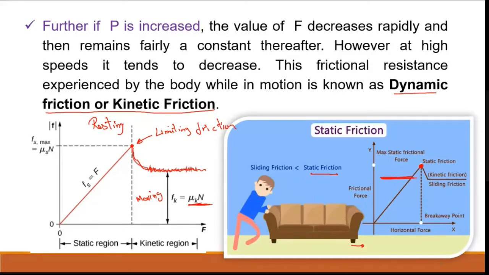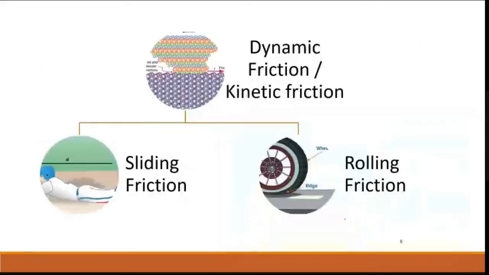There is one more, which is called rolling friction, where your object will roll. So let me consider here: this kinetic friction, when your object is having movement, we can categorize into two. One is sliding friction, the other is rolling friction. Sliding friction is the friction when your object is sliding. Rolling friction is the friction when your object is rolling.